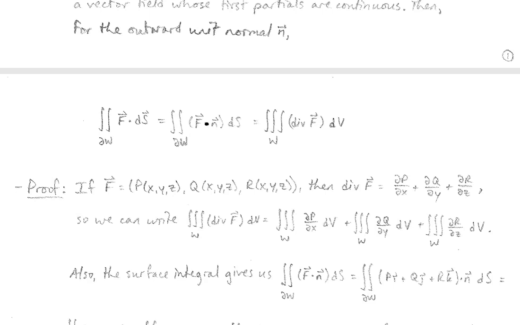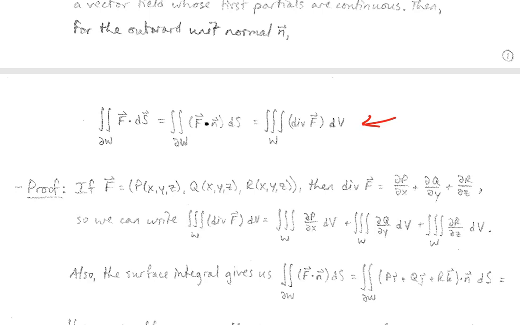So if we make that substitution, and then we multiply the dV into each of those three terms, and then we break the triple integral up at the plus signs, we see that that right-hand triple integral turns into the triple integral over W of P sub x dV plus the triple integral over W of Q sub y dV plus the triple integral over W of R sub z dV.